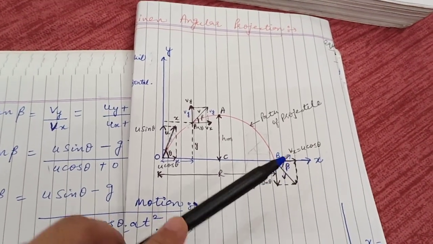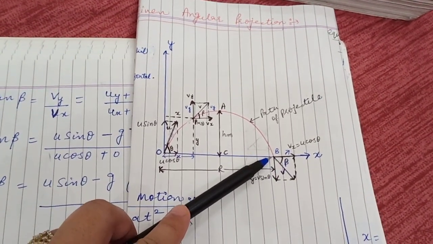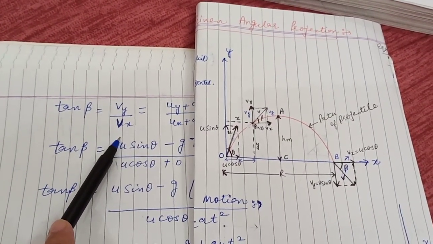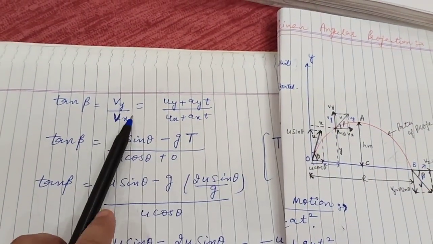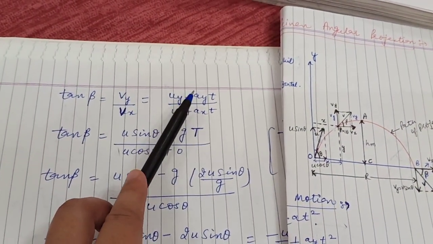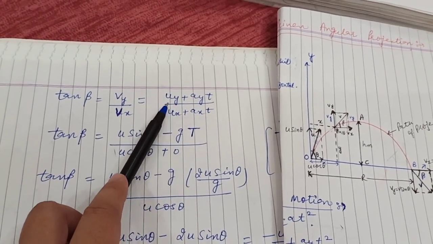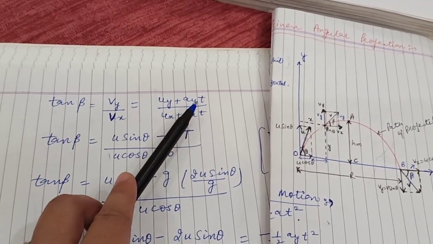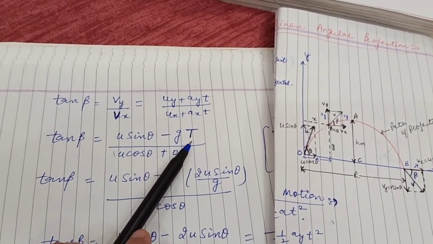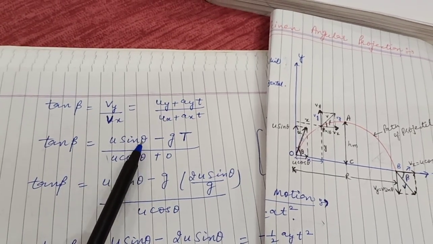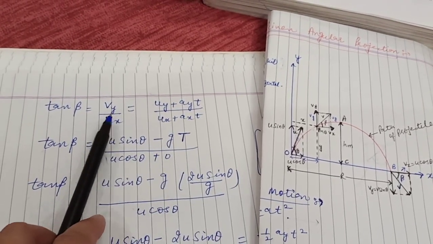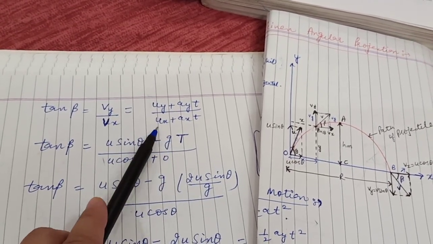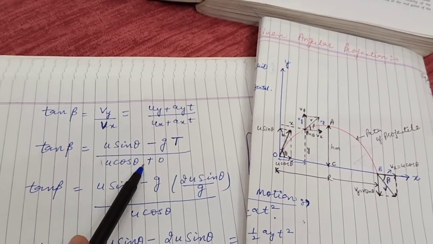Now what is the angle made by this resultant velocity at this end point? So tan beta is equal to vy upon vx. So put the value of vy here, which is equal to uy plus ayt, and again the value of uy is u sin theta, the value of ay is minus g, and here t represents the time of flight. Clear? So tan beta is equal to u sin theta minus gt, which is the value of vy, and the value of vx is ux plus axt. So the value of ux is again u cos theta.